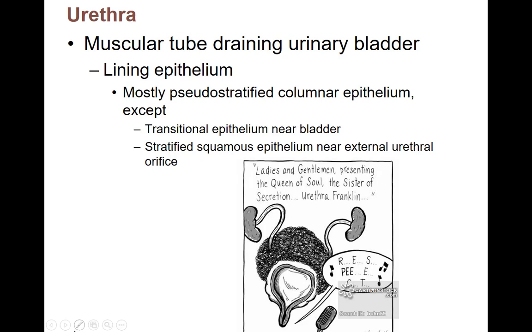Near the top of the urethra, you have transitional epithelium, which is kind of a continuation from the bladder. At the bottom of the urethra, near the urethral opening, you have stratified squamous. Why stratified squamous? Why do we have stratified squamous tissue?